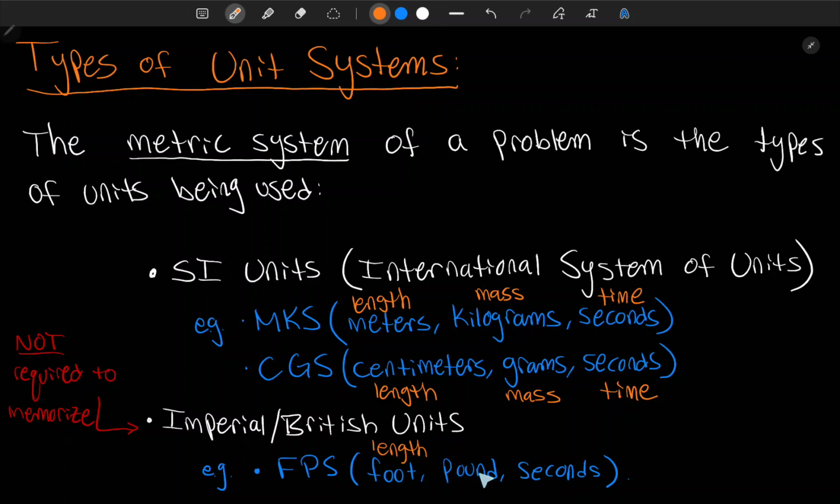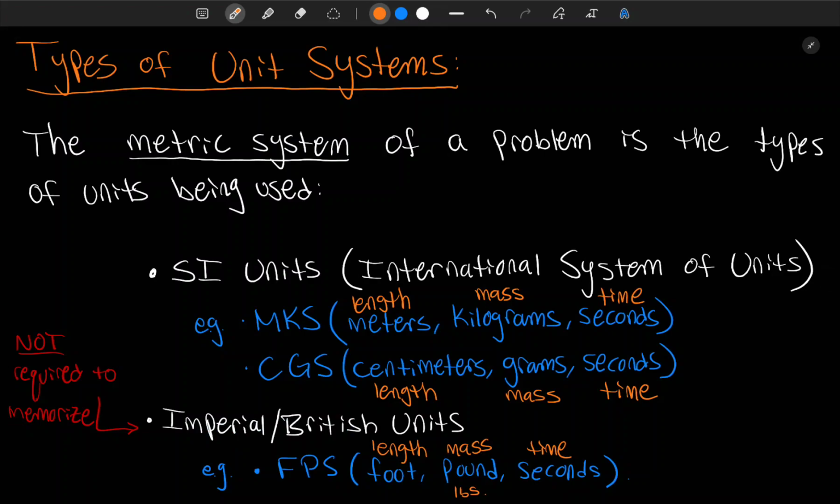For mass, we use the pound. So this is the mass of an object. This is often written as LBS in the United States. And for time, we have seconds, as before. So we still use seconds to measure time. As a note, this is not required to memorize for the MCAT, but it is good to know that there are other types of unit systems besides the SI unit system. And you may even see these in everyday life.